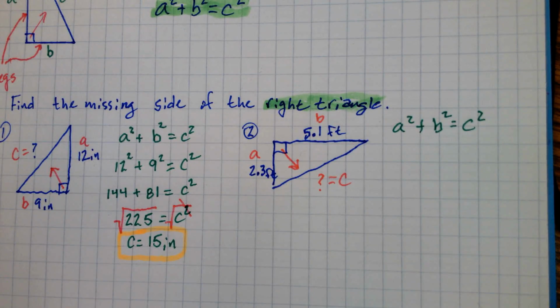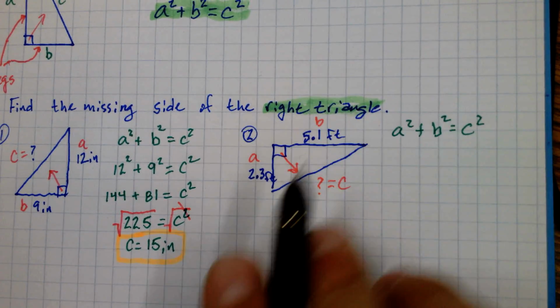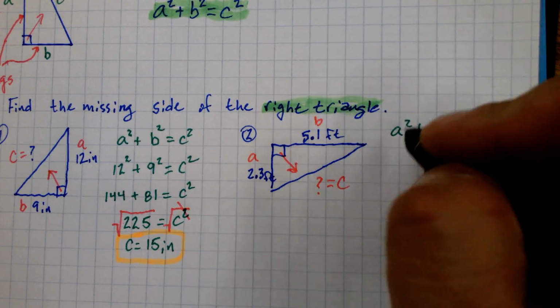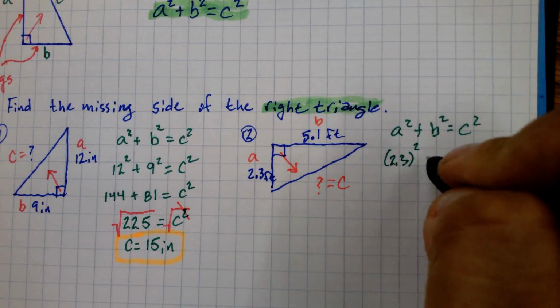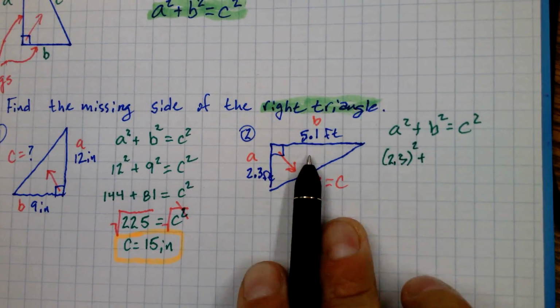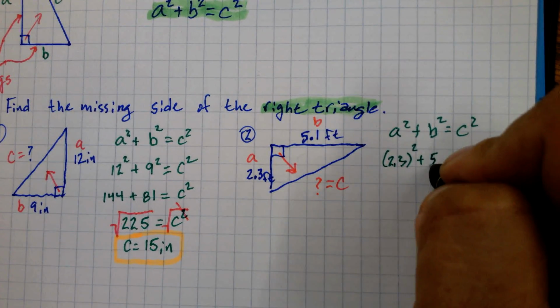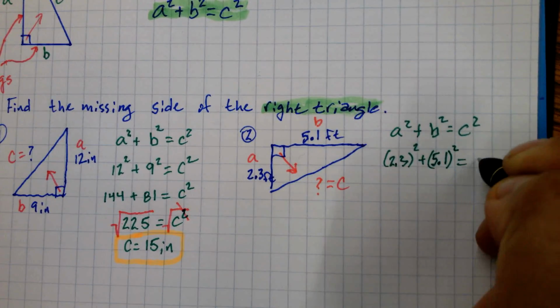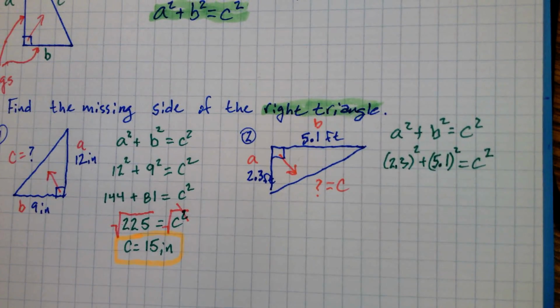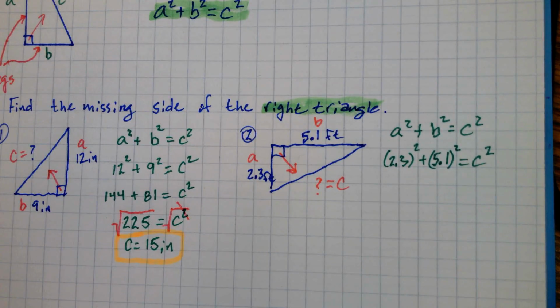So what am I going to do? A is 2.3, so this would be 2.3 squared. B is 5.1, so this would be 5.1 squared equals C squared. All right. So why don't we figure those out?